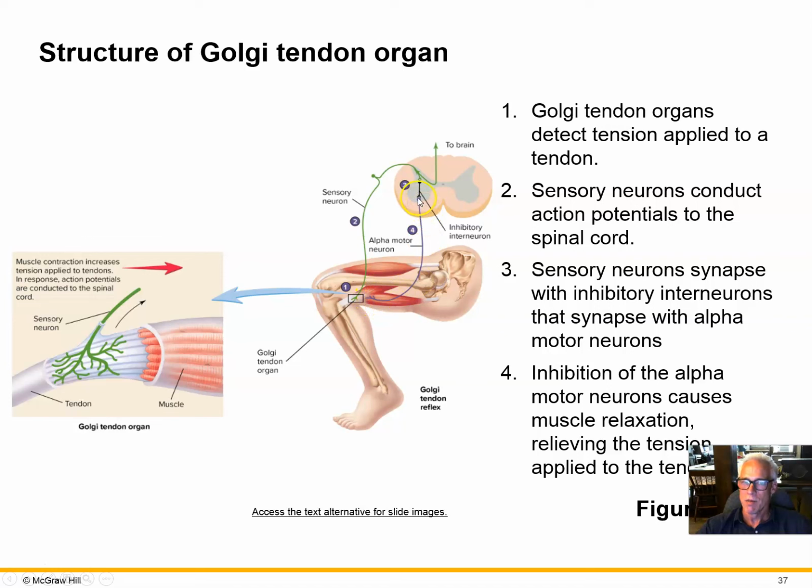So now you see an example of where EPSPs are occurring at this synapse, activating this little interneuron. It's an interneuron because it's between a sensory neuron and a motor neuron. But IPSPs are being induced on this alpha motor neuron, and it's being inhibited. It's not going to produce any additional action potential frequency.